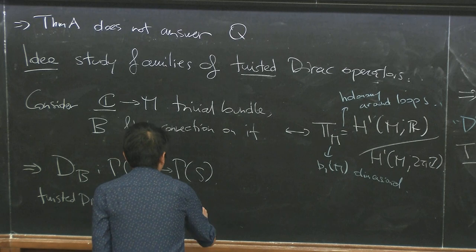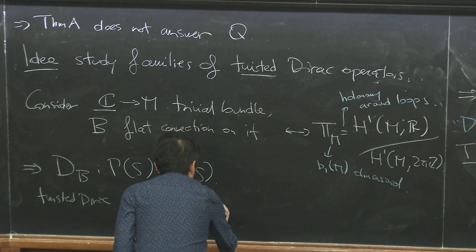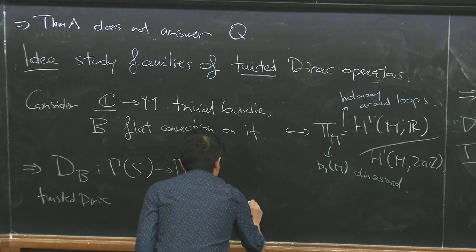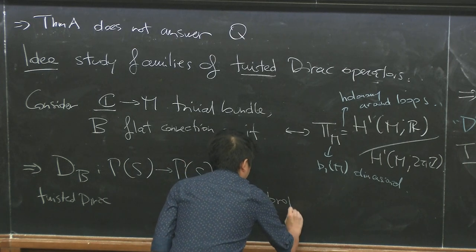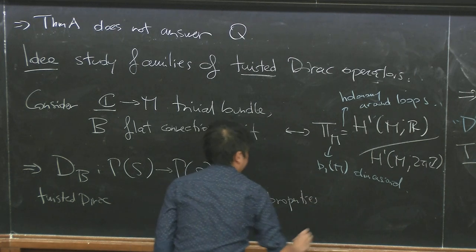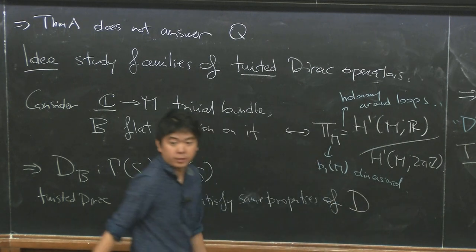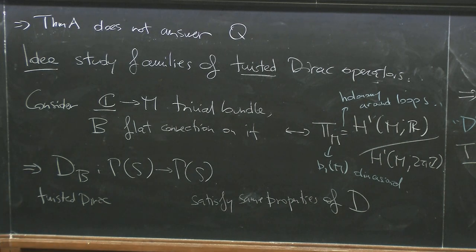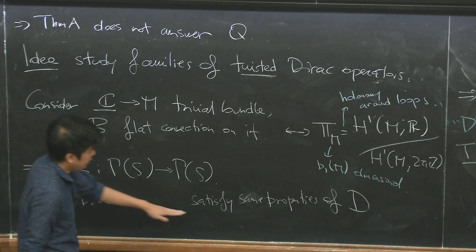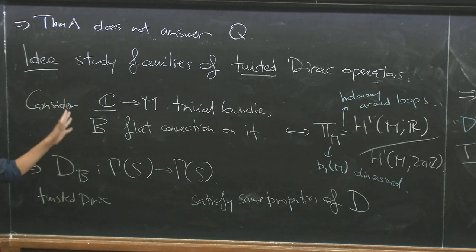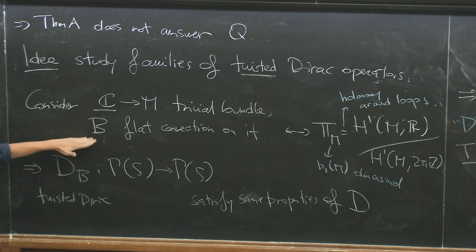And this satisfies all the things we said before, the same properties of the standard Dirac operator. It's just a slightly twisted version. All the statements I made before about D also hold for D_B. Here you have to be careful: I'm twisting with a flat connection. If you twist with a non-flat connection, then things change. But if you twist with a flat connection, then things remain the same.